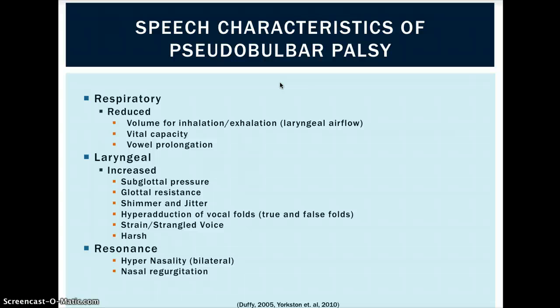There'll also be some laryngeal issues, obviously because of the involvement of the vagus nerve. So we'll see increased subglottal pressure, more glottal resistance. There'll be more shimmer and jitter in the voice. The vocal folds will hyperabduct. This is both the true and false vocal folds, mind you. We'll hear a strained, strangled voice and a harsh voice as well. Patients that have a bilateral lesion will often present themselves with more hypernasality and nasal regurgitation as well.